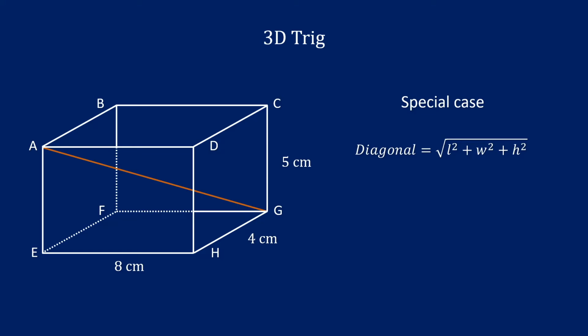But if it is a diagonal, you're going to get that AG, in this case, is equal to the square root of 8 squared plus 4 squared plus 5 squared. Put that in your calculator as is, and you're going to get that AG is 10.25.